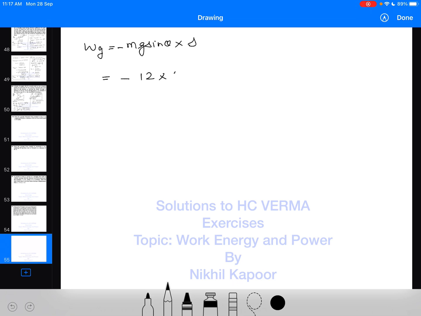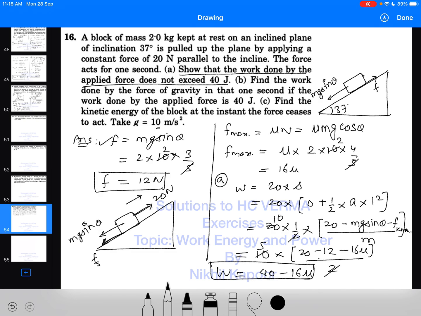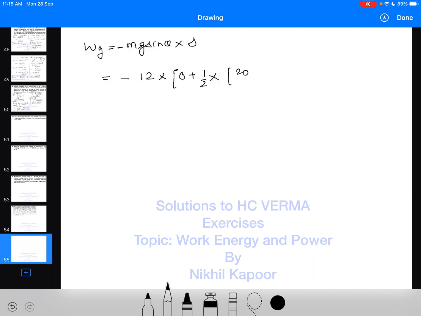Okay, so sine 37 would be 3 by 5, because this whole is mg, and displacement will be again ut plus half at square. So again acceleration would be net force, that is 20. So what we have got here is the acceleration, that is 8 minus 16 mu by 2. So I can directly write the acceleration as 8 minus 16 mu upon 2, into t square, that is 1 square.